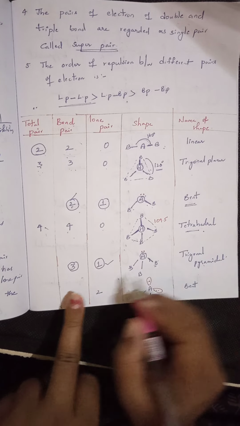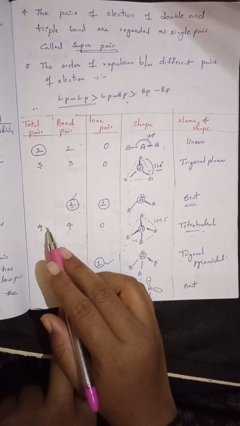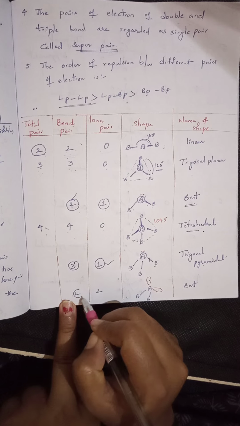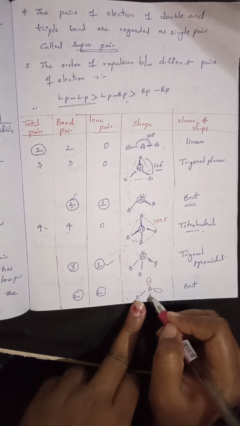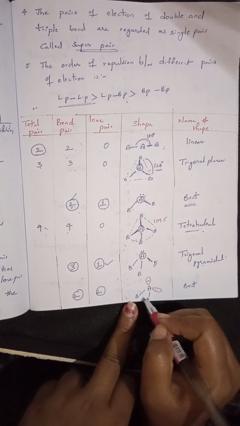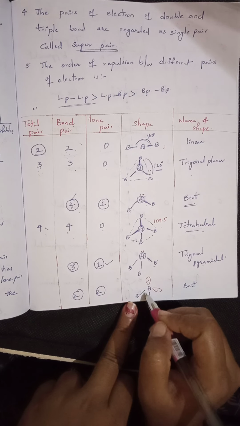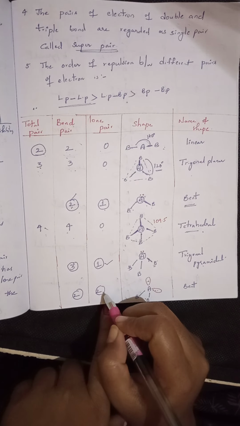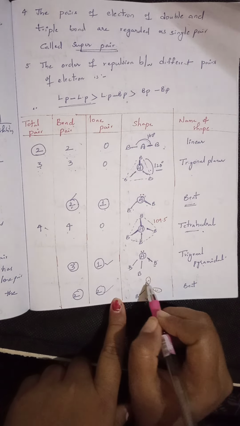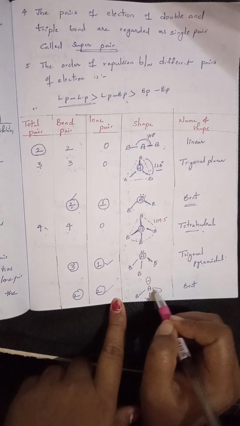And in these 4 pairs of electrons, in some cases only 2 are involved in bond formation and 2 remain as lone pairs. So A is bonded to 2 B's by using 2 bonds. Each bond contains 1 bond pair. Still 2 lone pairs are there, right? Those lone pairs I have represented here by using orbitals.